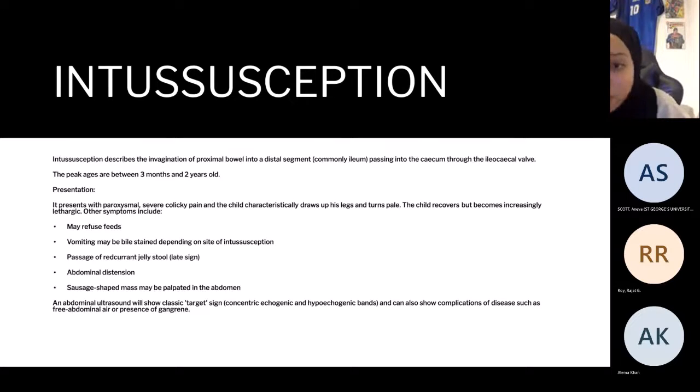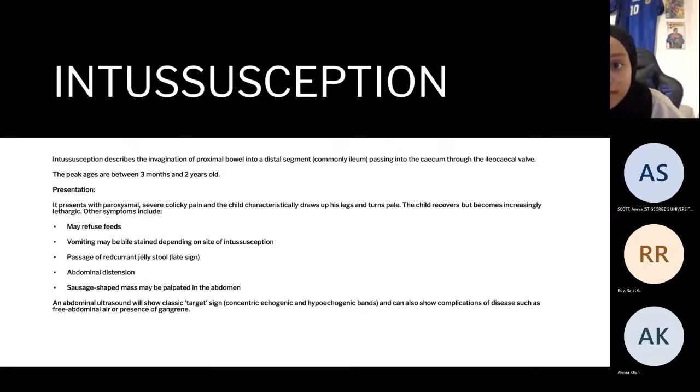I'll show you an image on the next slide, but when you do an abdominal ultrasound, which is what you use to see what's happening, they have this classic target or donut sign, which is these concentric echogenic and hypoechogenic bands, and can also show complications of disease such as free abdominal air or presence of gangrene, which is quite a late sign and quite a severe sign. So you want to try and avoid that.